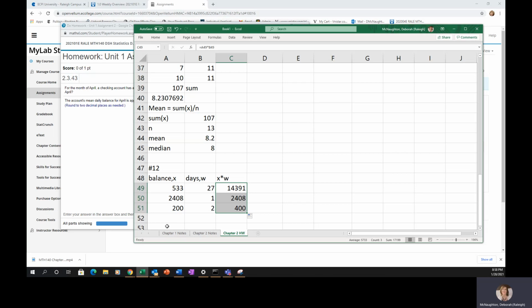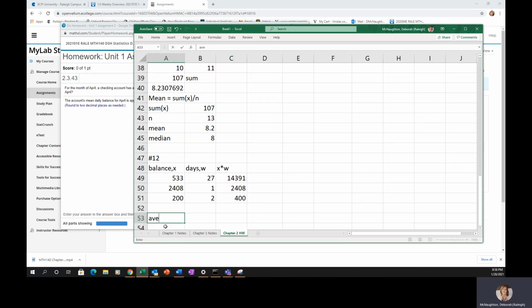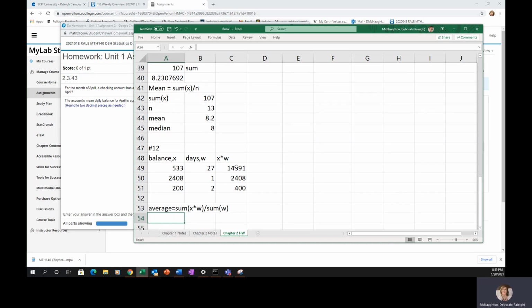Right, and then my average equals the sum of X times W divided by the sum of W. I think it's easier just to write. Okay, so I need the sum of W, so I'm going to just put in here and get my sums. The sum of W, I can just go formula and sum that. And I can just copy this over because it'll sum this one.